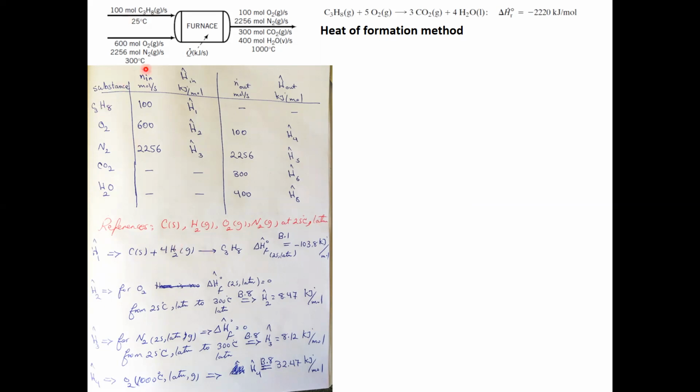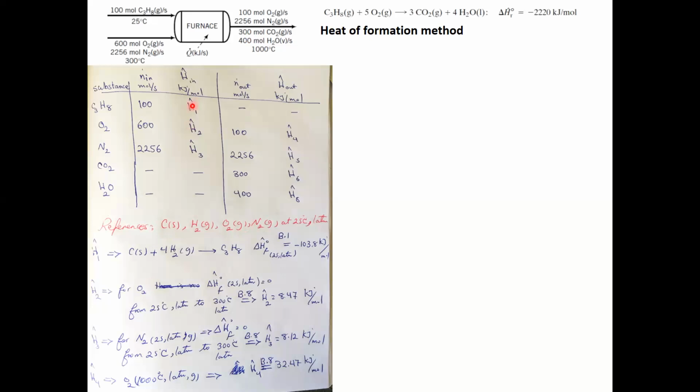We have 4 components involved here. Propane, and the rest. There is no heat of formation for oxygen because it is normally available at 25 degrees as oxygen. For CO2, we have to see the heat of formation to form CO2 from carbon and oxygen. For H2O, you have to consider the heat of formation to form water from hydrogen and oxygen. So you have to consider all the elements that are available at this temperature and pressure.